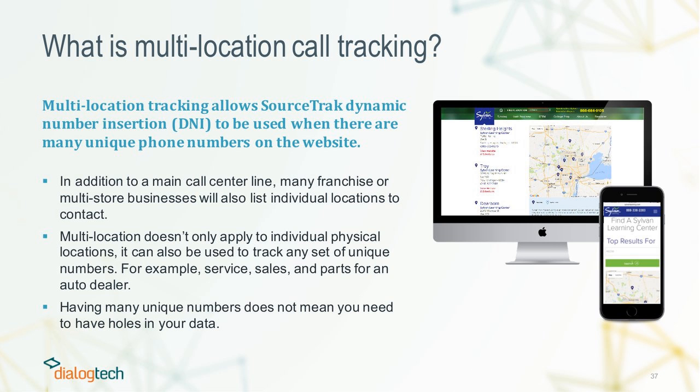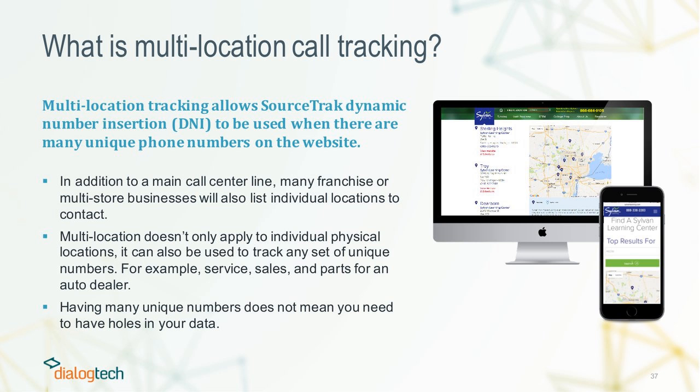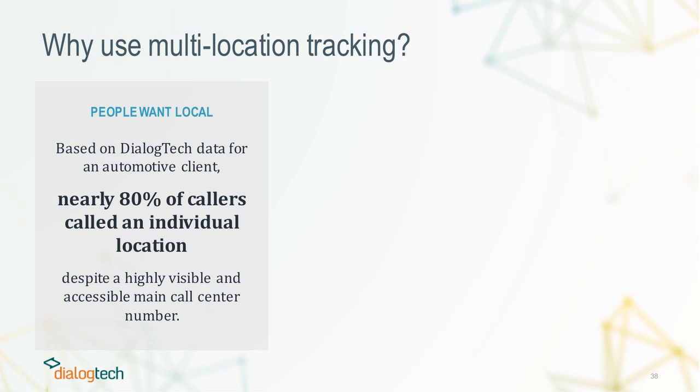And the important part with multi-location tracking is it allows us to make sure that the phone number we insert always routes back to the location you want to reach, right? So you're not getting your wires crossed in terms of where the call routes, and you're not creating black holes in your data. Really the major point of this section is that you don't have to leave your locations alone. There's no reason that these local phone numbers on your website need to be a hole in your data. Why use it? Our data shows time and time again that people call local phone numbers.